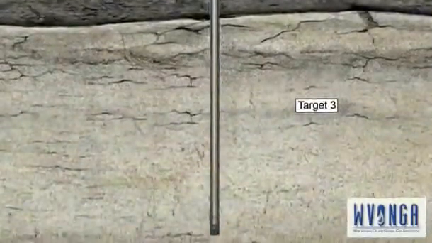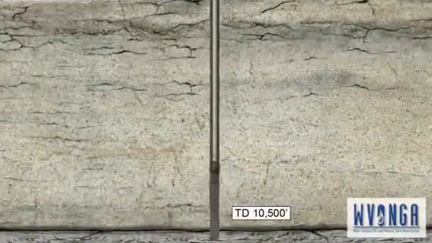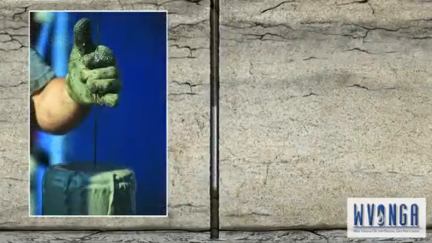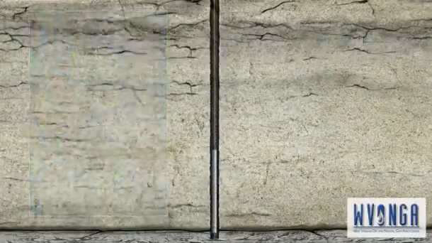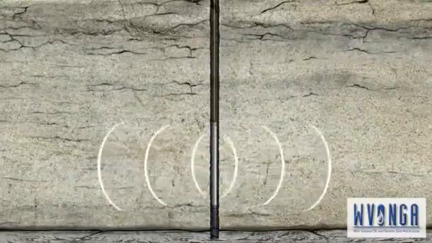Once total depth is reached, the drill pipe and bit are removed from the wellbore one last time. Next, a logging tool is lowered to the bottom of the well on a wire line. As the tool is pulled back up the entire length of the well, data is gathered to create an electric log.